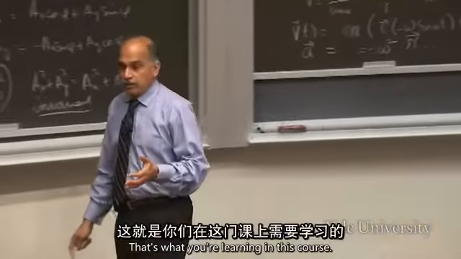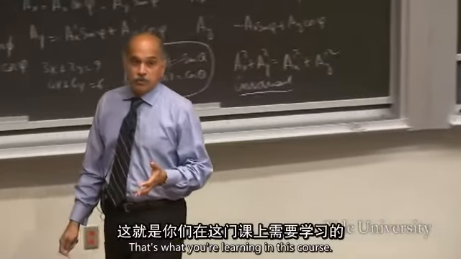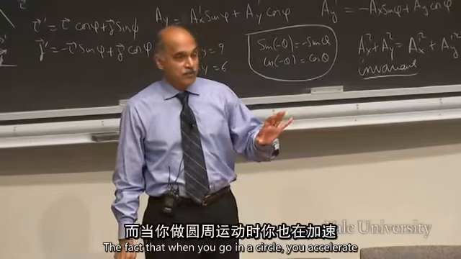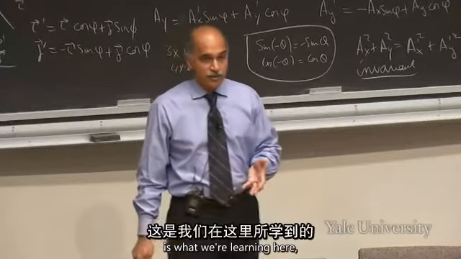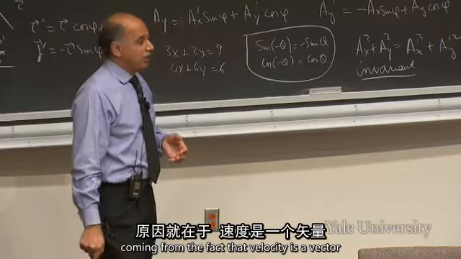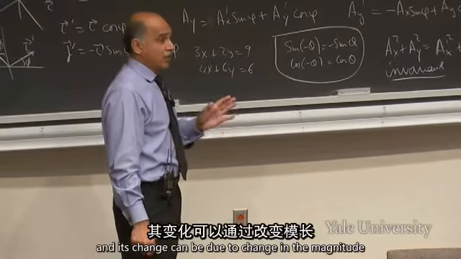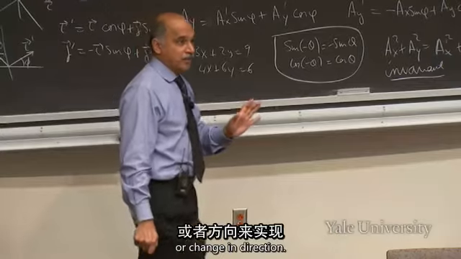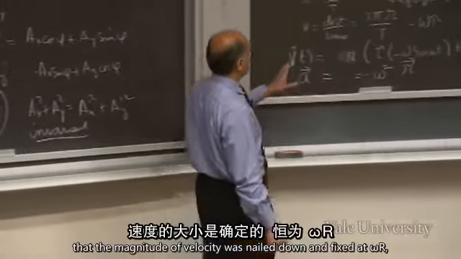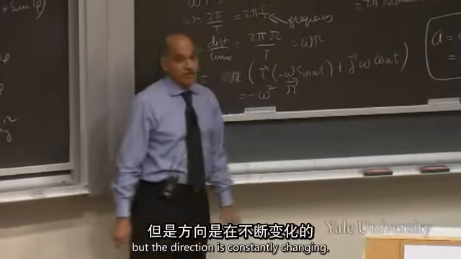That's what you're learning in this course. The fact that when you step on your gas, you accelerate, everybody knows. The fact that when you go in a circle, you accelerate is what we're learning here, and it's coming from the fact that velocity is a vector, and its change can be due to change in the magnitude or change in direction. This is a problem where the magnitude of velocity was nailed down and fixed at omega r. The direction is constantly changing.